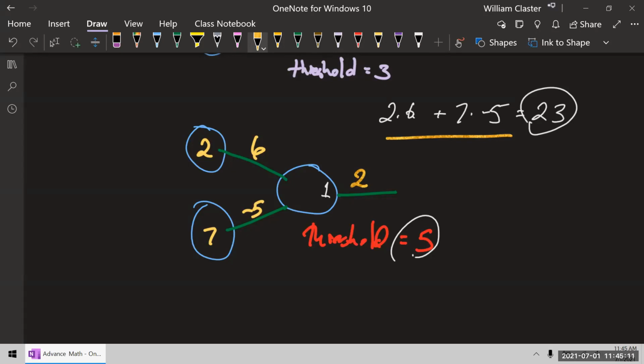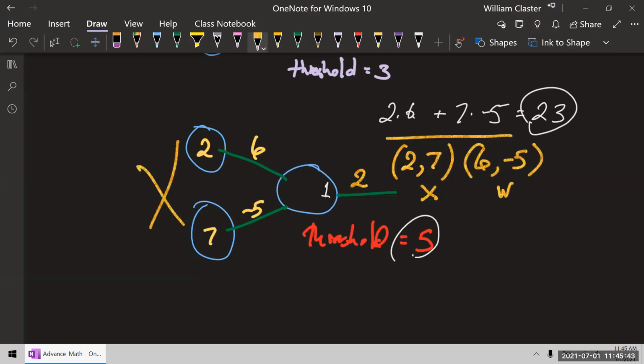Now, suppose I wrote these like I did on the slides about 5 slides earlier. I wrote 2, 7. Those are the 2 inputs. I call that there, and then the weights I write as 6, -5. Right? Those are the weights. So I'll call this the X and this the W. So I have an X vector and a weight vector.